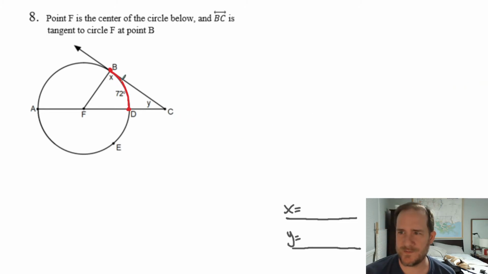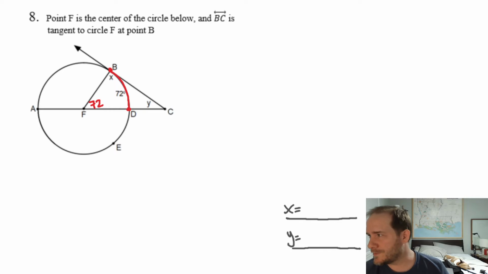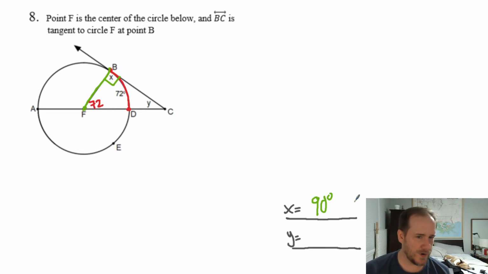I would say that if arc BD is 72, then this central angle is 72. Then we're also supposed to know, because you can read it right up here, it says point F is our center, and BC is a tangent line, and B is our point of tangency. So this is a radius drawn to the point of tangency, and we already talked about that rule that says they must be perpendicular. So X is 90 right away, and you don't have to show work. It's true because we have a theorem that says so.